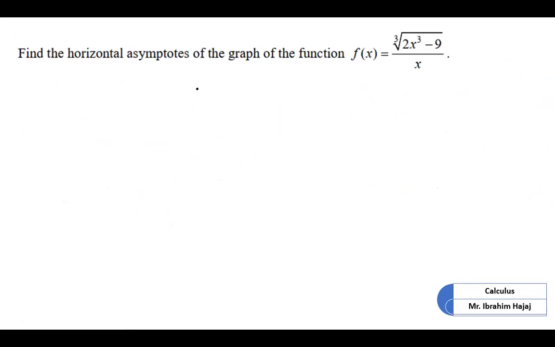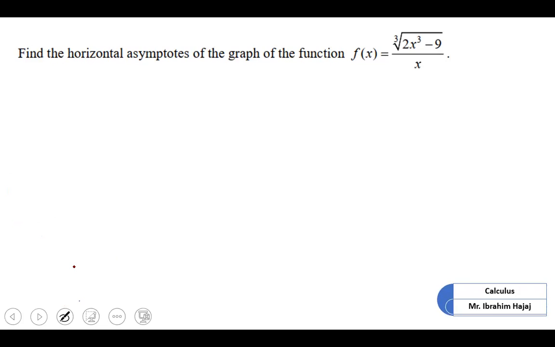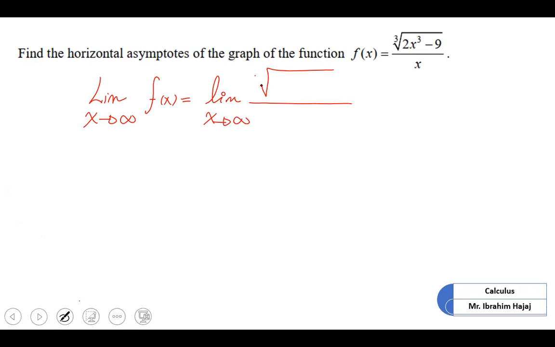Next question, find the horizontal asymptotes of the graph of the function f of x equals the cubic root of (2x cubed minus 9) over x. In this kind of question, the question is asking you to find the horizontal asymptotes. So simply you have to take the limit as x approaches positive infinity or negative infinity, as you like, of the function f of x. So the limit as x approaches infinity of the cubic root of (2x cubed minus 9) all over x. Yes, the degree of the numerator here is what?